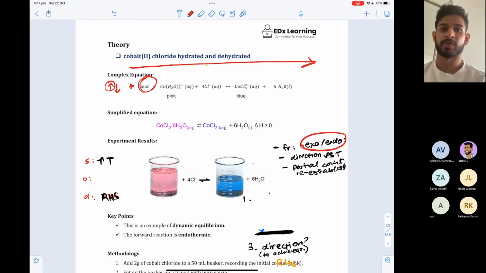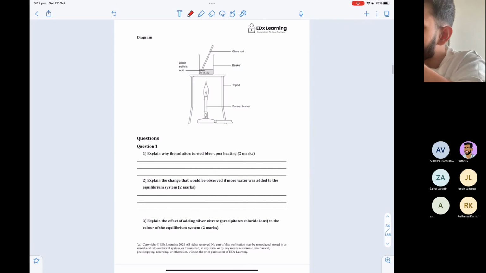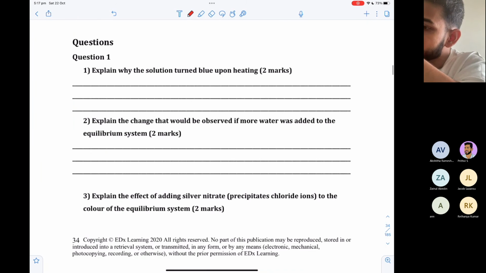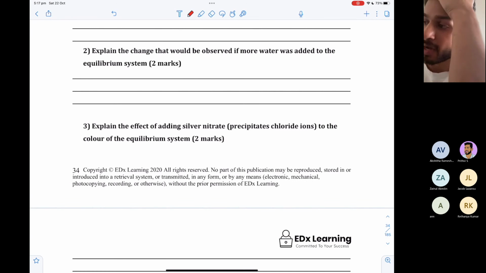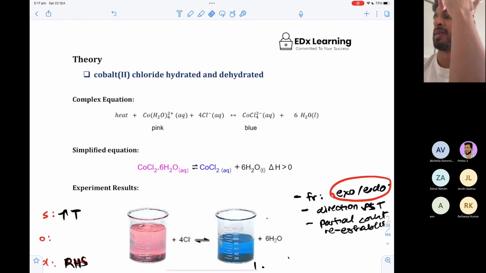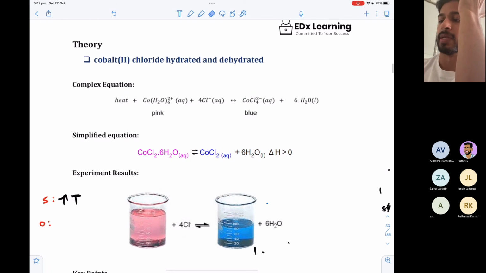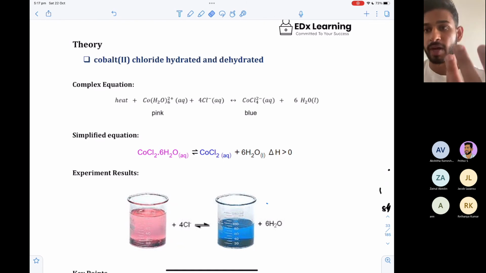All right, we're going to do a couple more of these questions because I want us to get very confident with this stuff. Okay? Good. All right, so let's say here you go. Explain the effect of adding silver nitrate, which precipitates chloride ions, to the color of the equilibrium. Okay, I'm going to give you all about 30 seconds, then you're going to verbalize it to me. You can write down whatever you like, but I want a verbal answer. If you can say it, because you think and you talk much faster than you write, you can easily write it in an exam, right?